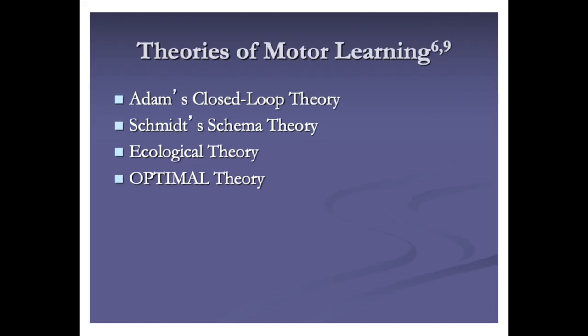Adam's closed loop, historically the oldest theory. This was actually then adjusted by Schmidt. Schmidt took the best of some of Adam's ideas and applied them to what he called a schema theory. We will talk about ecological theory, which is very, very familiar to you because we've already talked about ecological theory for motor control, so you'll recognize this. And then the last theory is optimal theory, and optimal theory is actually a brand new theory.